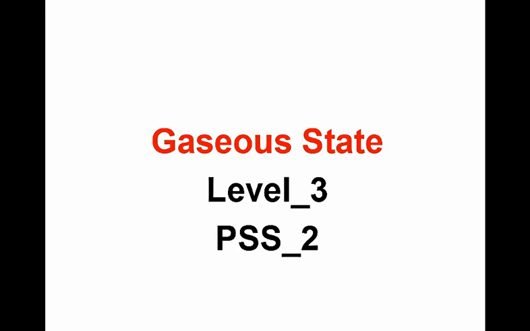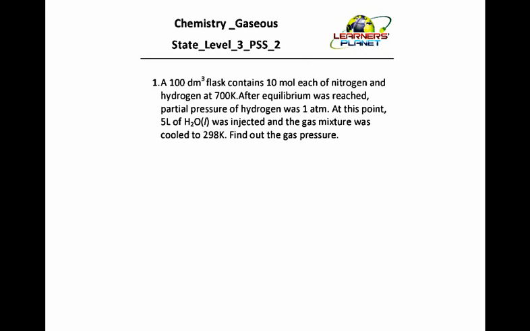So this is our second problem solving session, and the first problem of this session is this: we have a 100 dm³ flask, or a 100 liter flask, which contains 10 mole each of nitrogen and hydrogen at 700 Kelvin. Now after equilibrium was reached, the partial pressure of hydrogen was 1 atmosphere. Now at this point 5 liter of water in liquid state was injected and the gas mixture was cooled to 298 Kelvin. Now we have to find out the gas pressure.